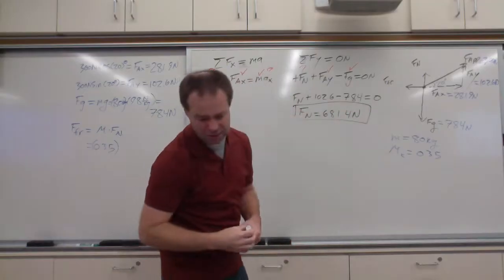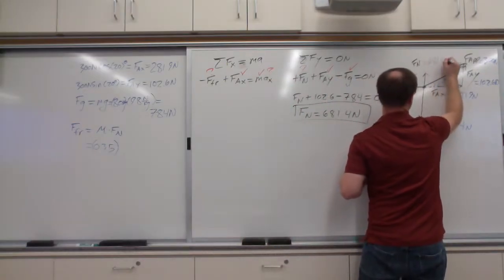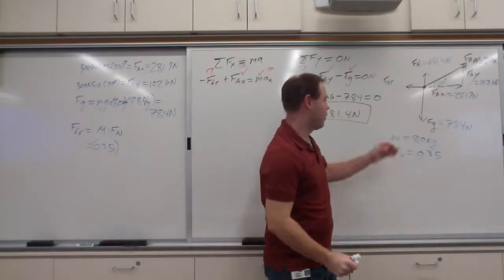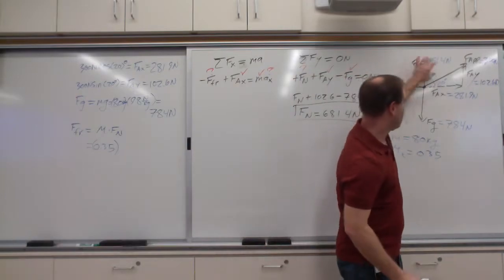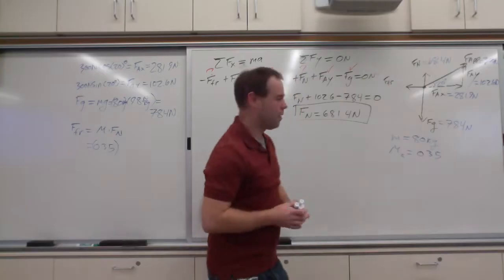So I will add that to my free body diagram. This is 681.4 newtons, like that. I guess clearly my free body diagram isn't as nicely to scale as I might have liked it to be. This should be longer, this should be shorter, but still they combine to equal force gravity.